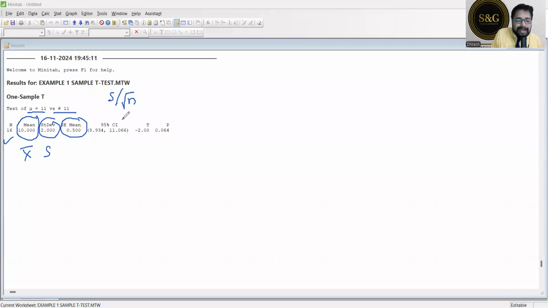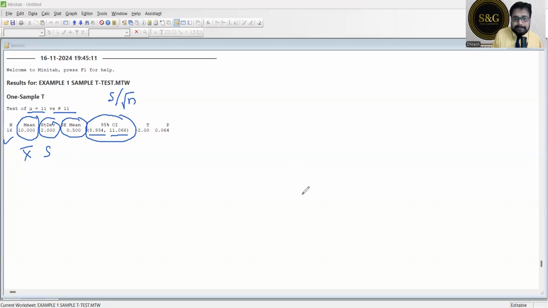Okay. Then 95% confidence interval, CI. So if the mean is x bar, with 95% confidence we are saying that the population mean will lie between 8.93 to 11.06. Okay. And here is the t value.